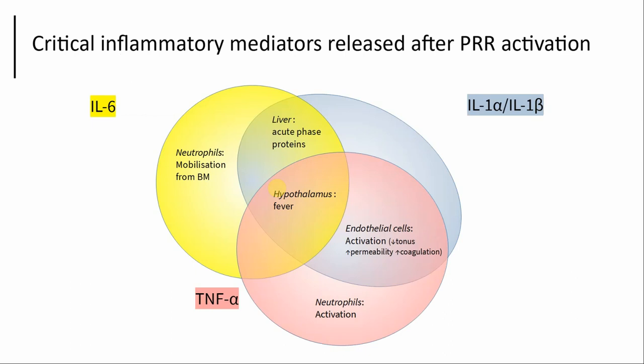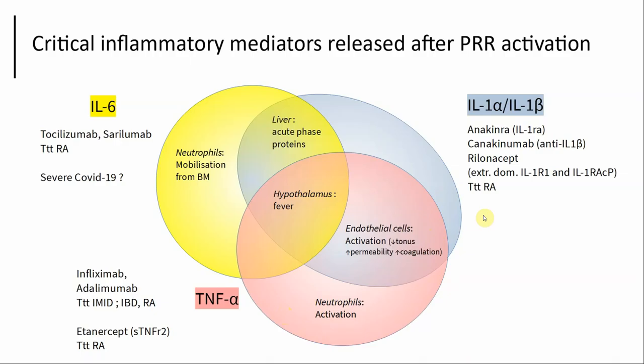So what are the critical inflammatory mediators released after PRR activation? So these will be IL-6, IL-1 alpha and beta, and TNF alpha. So they all are pyretic, so they can induce fever. IL-6, IL-1 will induce the expression of the acute phase proteins in the liver, and IL-6 and TNF alpha will activate and recruit neutrophils. IL-1 and TNF alpha have an effect on endothelial cells. So these are the critical inflammatory mediators in a lot of diseases.